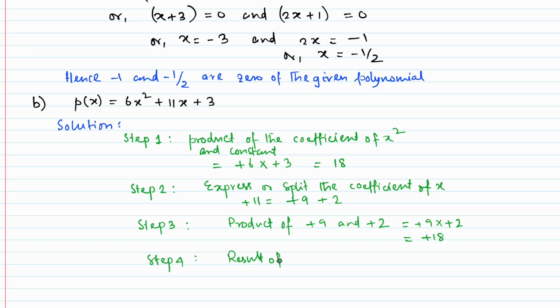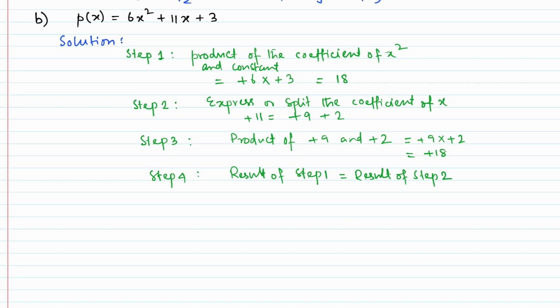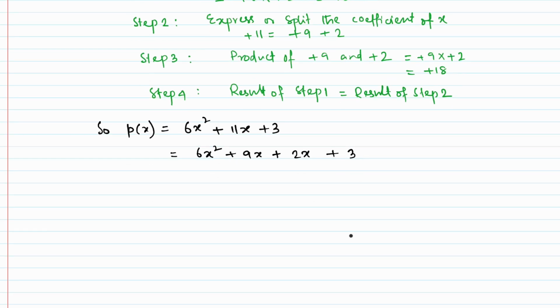Now in step 4, the result of step 1 and the result of step 2 are equal. So they are satisfying. Hence we can do the factorization. So we can express 6x square plus 11x plus 3 as 6x square plus 9x plus 2x plus 3. Now plus 6 plus 3, if we take the product, it becomes plus 18.